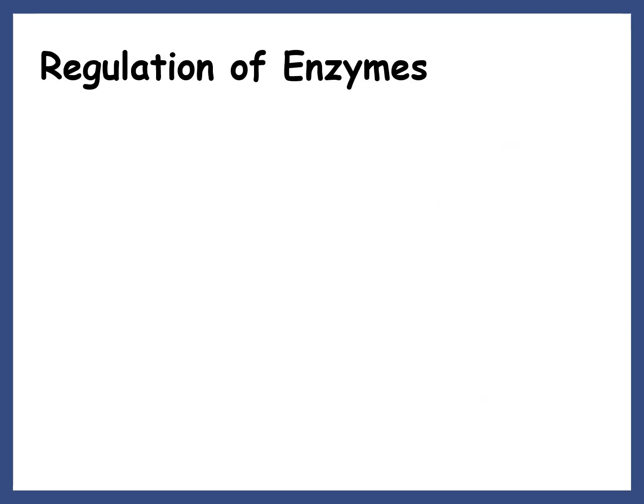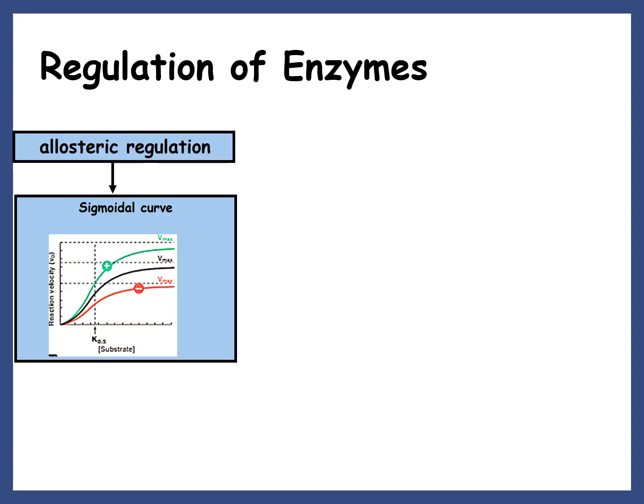Regulation of enzymes. Regulation of enzymes is a very important component of any living system, because all our reactions are being catalyzed by enzymes, and these enzymes need to be regulated for the optimal functioning of any living system. There are various mechanisms through which living systems or our bodies regulate enzymes. One important mechanism is allosteric regulation. In allosteric regulation, most of the time the substrate itself acts as an allosteric regulator.